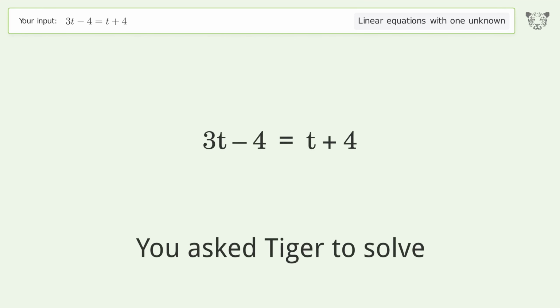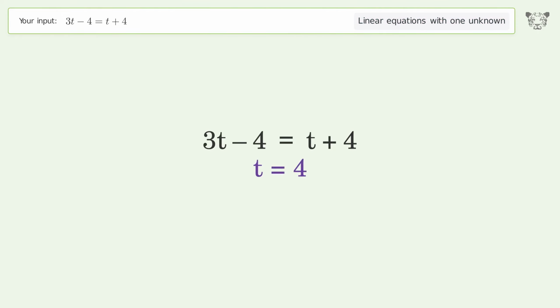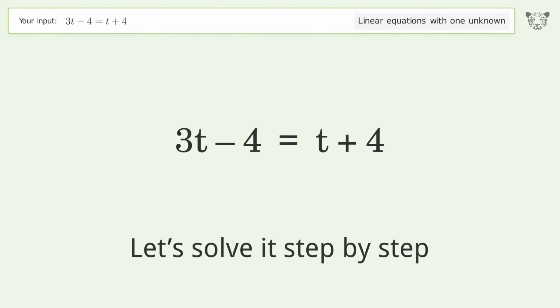You ask Tiger to solve. This deals with linear equations with one unknown. The final result is t=4. Let's solve it step by step.